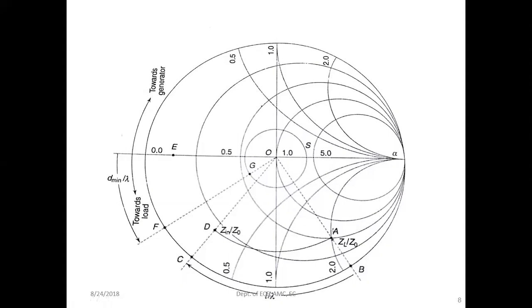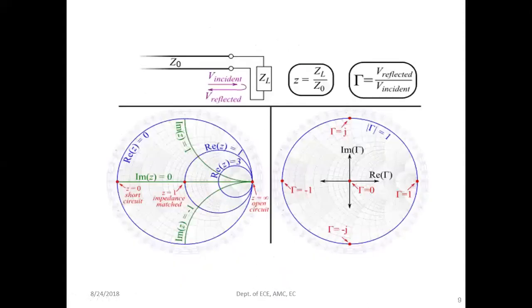Understood? You understanding? I need the response so that I will also feel that you understand. Yes, ma'am. Okay. So from the center, if you go clockwise, it is towards the generator. If you go anti-clockwise, it is towards the load end. Till now, this much is enough.